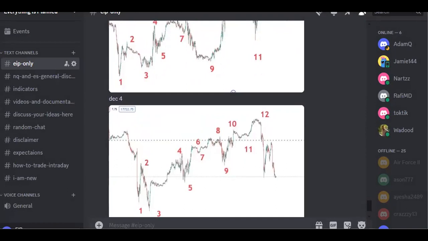So I was expecting a move up, then a down, then a move up. Then a move up happened, and then this correction happened. And at this point of time, I made a video also on YouTube that this fractal is being followed. And then after this, the 6 happened.